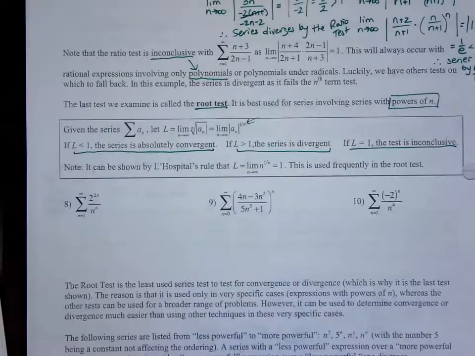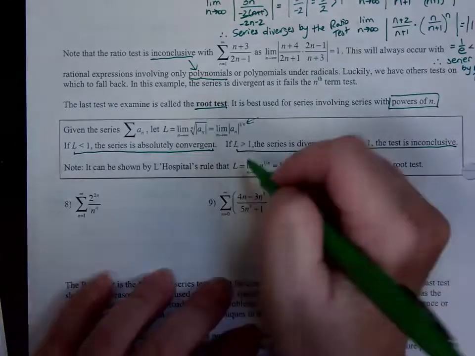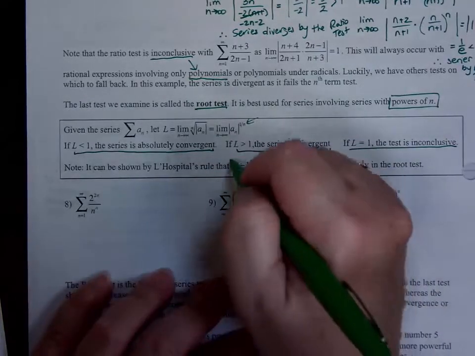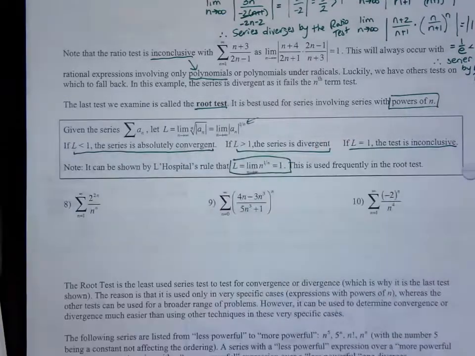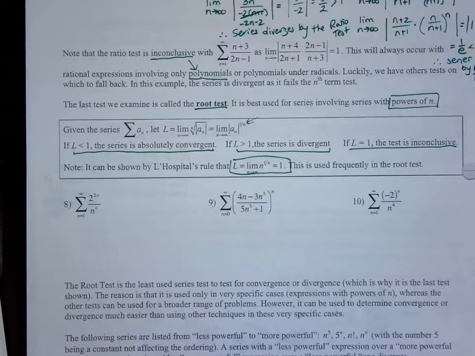Now, they also tell you that it can be shown by L'Hopital's rule that the limit of n to the 1 over n is equal to 1. I'll do a problem with that in it and show you that it does. So if you see that, you can just automatically say that's 1, just like we can now automatically say the other one is e. Okay?